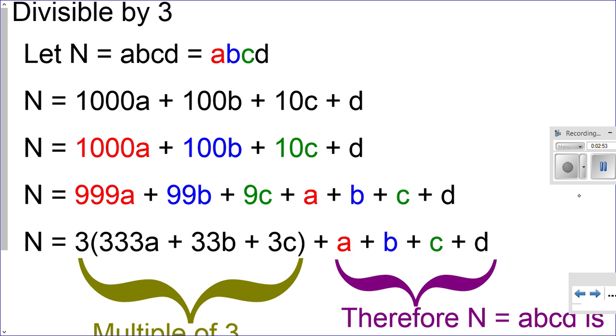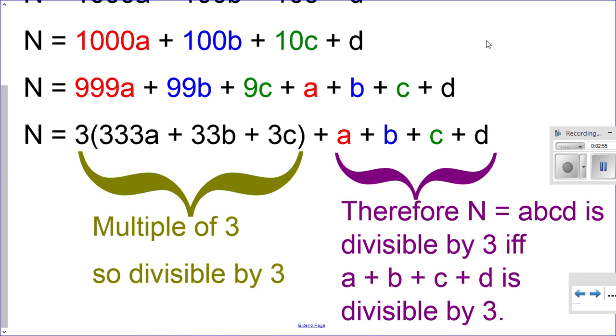So what we have here is the first part being a multiple of 3. If the first part's a multiple of 3, it's divisible by 3. So the whole number n that we started out with is divisible by 3 if and only if these last parts are divisible by 3. In other words, if you take the sum of your digits, because our number was A, B, C, D, if you just add up those digits, if that's divisible by 3, then the original number is divisible by 3. And so this is the proof for divisibility by 3.